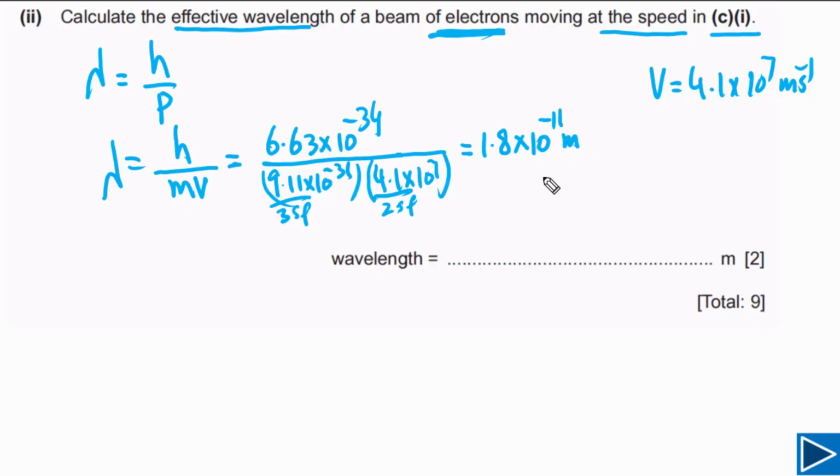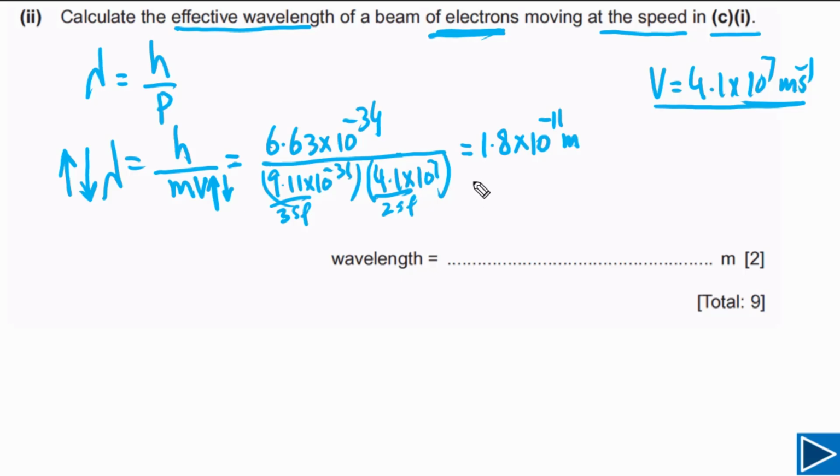And this is the wavelength of electron if the electron is moving at this speed. But if we increase the speed of electron, meaning if we increase v, this lambda will get shorter. If we decrease speed, lambda will increase. So this is our final answer. This is how you can calculate.